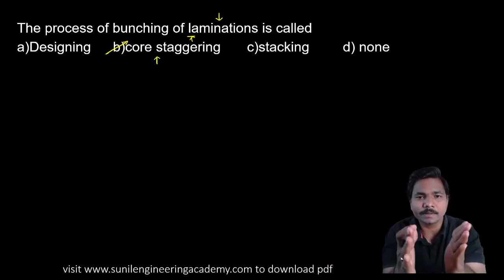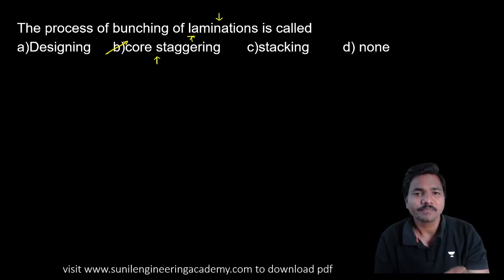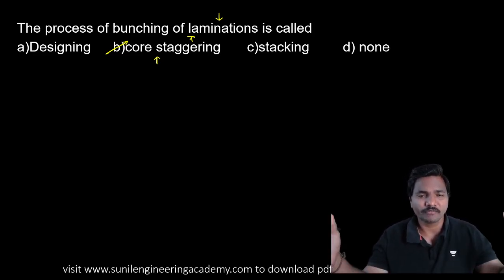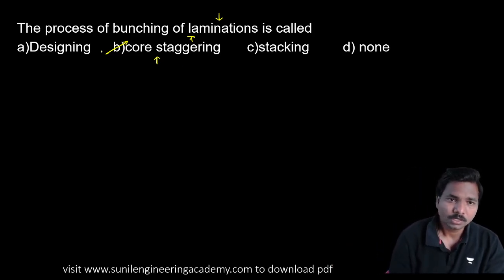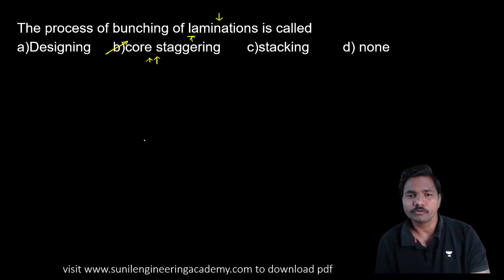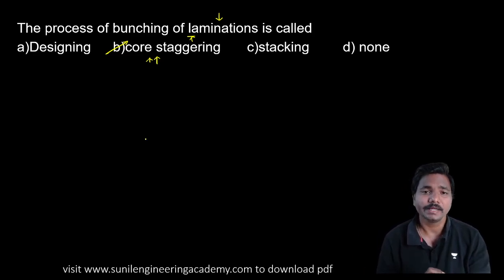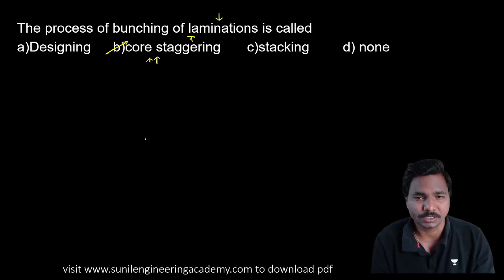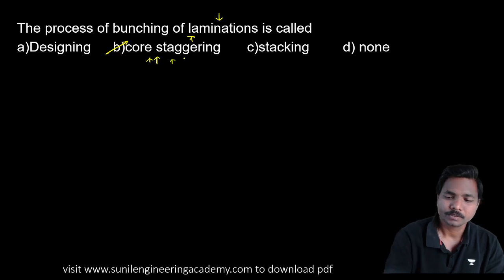Why are we bunching them? If we have a single small core of that area, there is a chance of damage and mechanical strength is less. So to get very good mechanical strength, we bunch them all together. The process of bunching of laminations is called core staggering. If we do not do the core staggering perfectly, there is a problem of magnetostriction. That means the cores may vibrate, so we get vibration and noise. So we have to do core staggering perfectly.